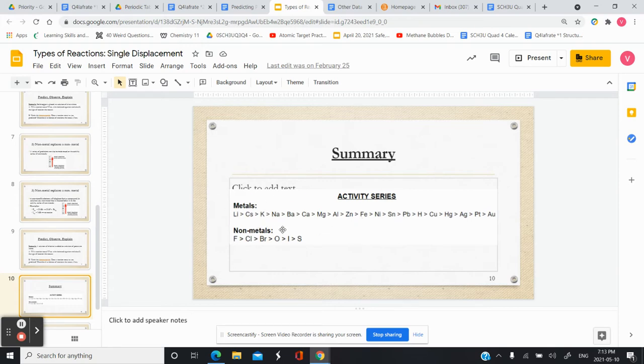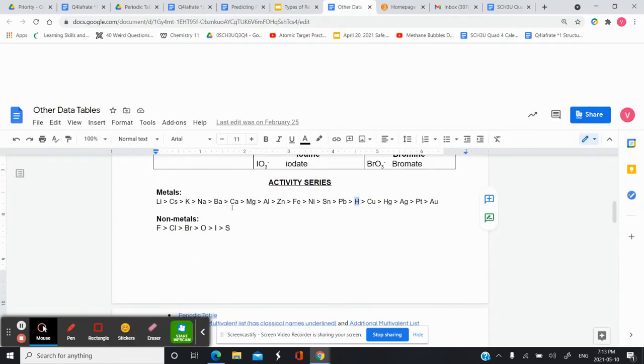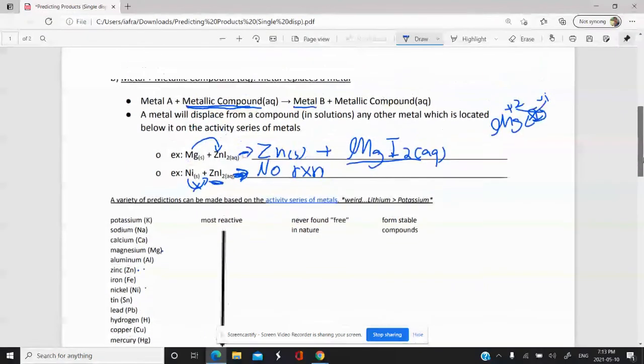This one incorporates oxygen and sulfur as well. And so you can see where the reactivity lies when it comes to the non-metals as well. That is also included in your non-metals reactivity series found under other data tables, and you can use that when you're trying to predict if reactions will occur. So let's go ahead and try a few examples out.